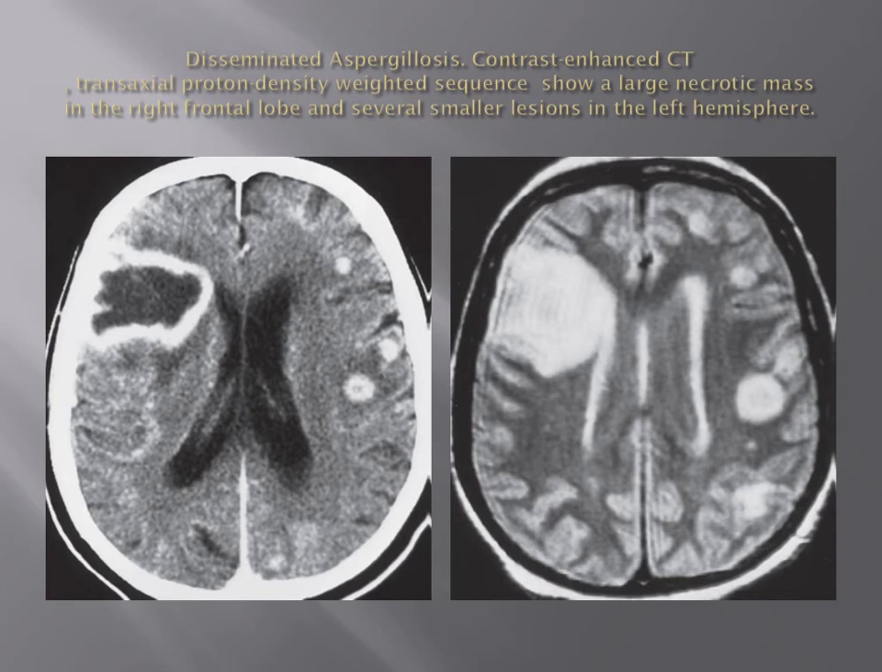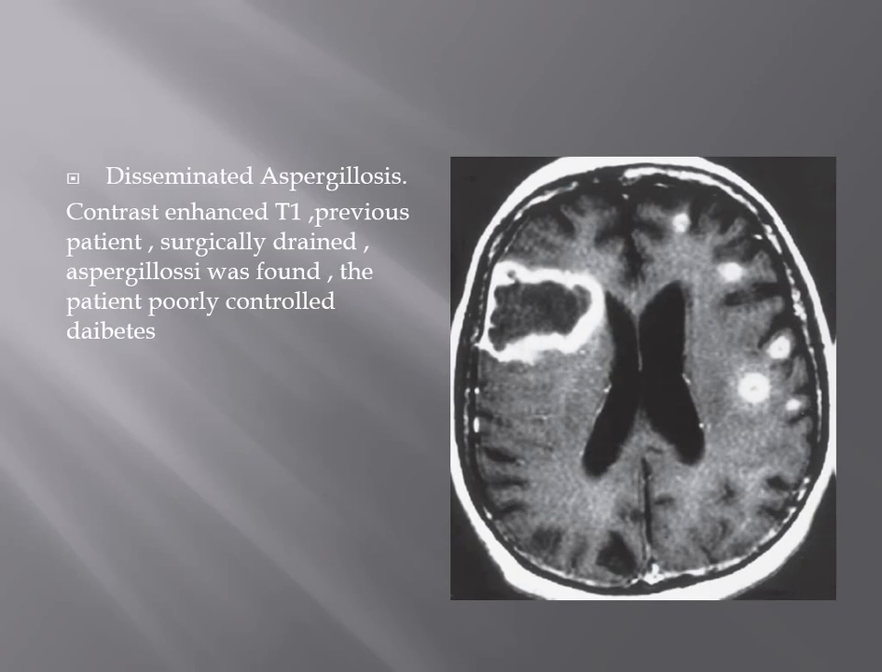Disseminated aspergillosis. Contrast enhanced CT, transaxial proton density weighted sequence, shows a large necrotic mass in the right frontal lobe and several smaller lesions in the left hemisphere. Contrast enhanced T2, previous case, surgically drained, aspergillosis was found. The patient had poorly controlled diabetes, with enhancement and necrotic center.